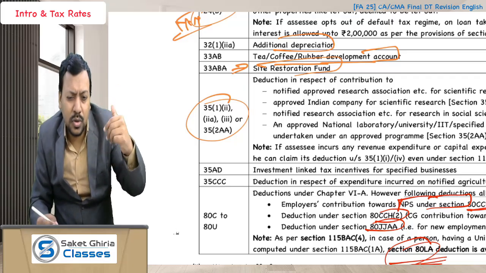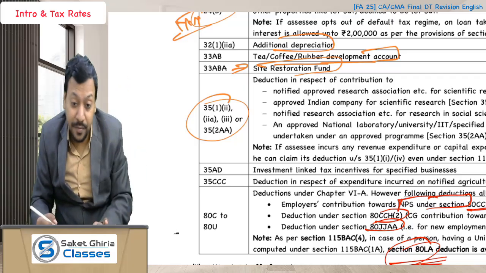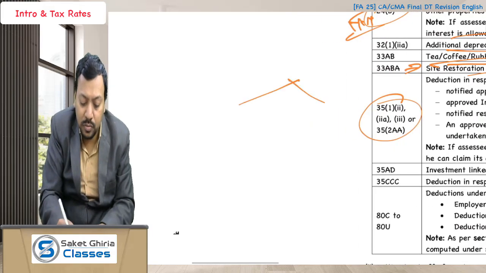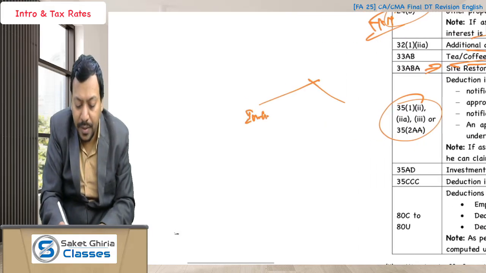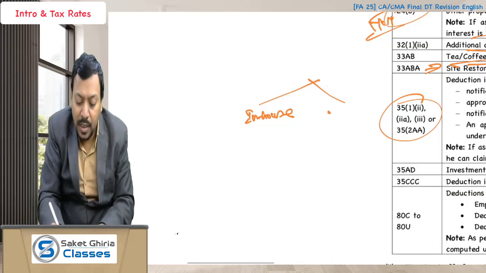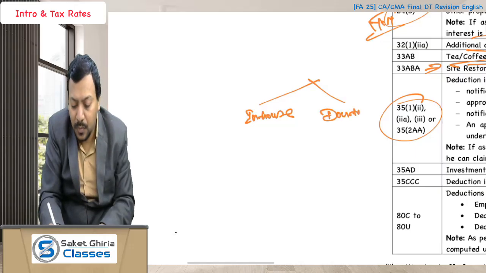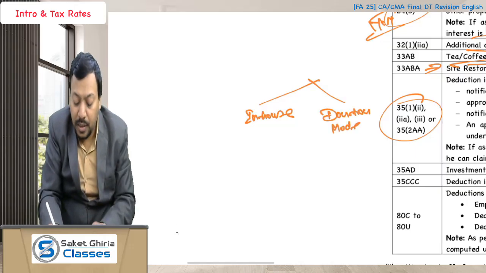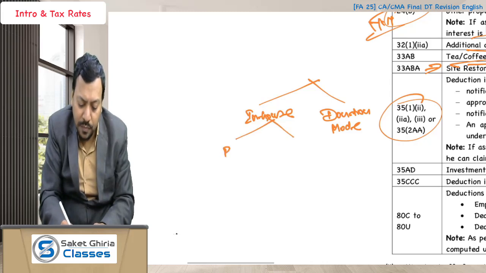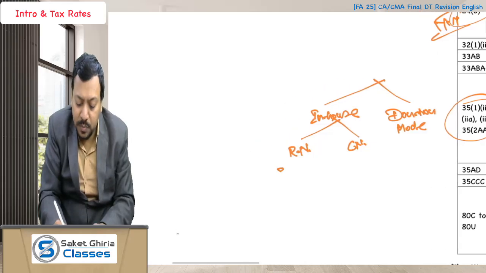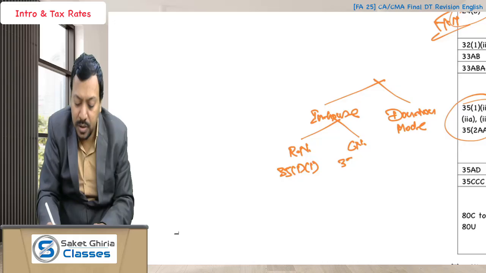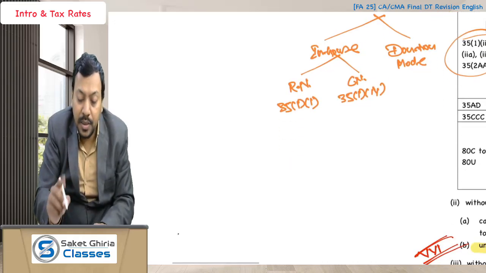Dear friends, there are two kinds of expenditure that you can incur on scientific research. One is in-house expenditure on scientific research. Another is donation mode. In-house, you can incur expenditure of a revenue nature and a capital nature. Revenue nature expenditure is allowed as a deduction under section 35(1)(i), and capital nature expenditure is allowed as a deduction under section 35(1)(iv). Dear friends, be very clear.